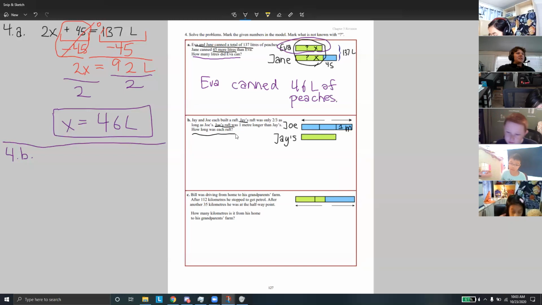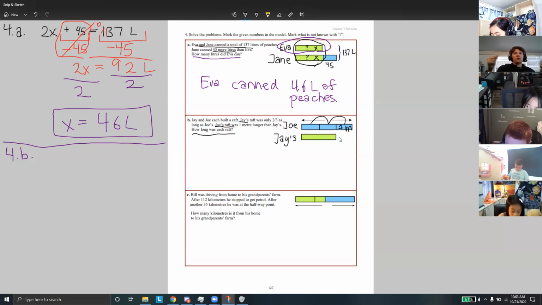Okay, and then it says, how long was each raft? So we need to make sure to answer for both rafts. Well, we know that if Joe's raft is split into 3 equal parts, and 1/3 of the raft is 1 meter long, then that means the other 2/3 are also 1 meter long. These 3 parts are the same size.